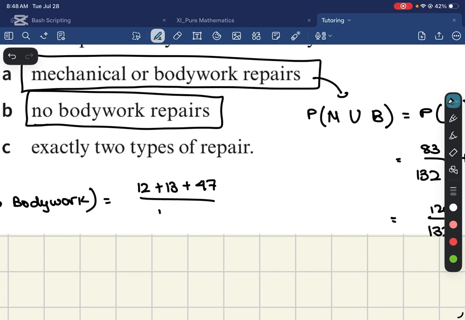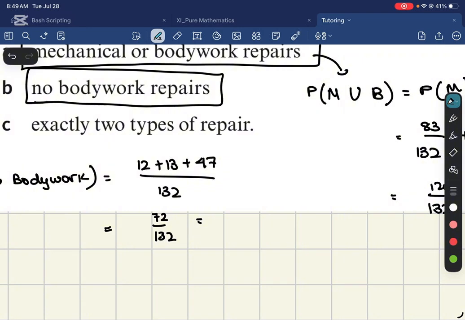And my denominator is out of a total of 132 cars. 12 plus 13 plus 47. And basically it's 72 divided by 132. And this adds up to 6 over 11. So that is your solution.